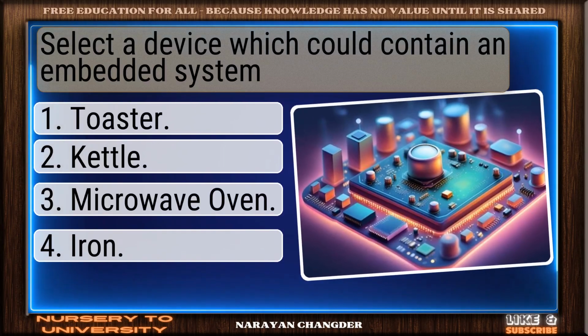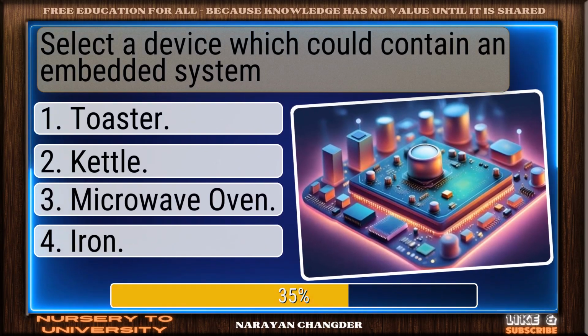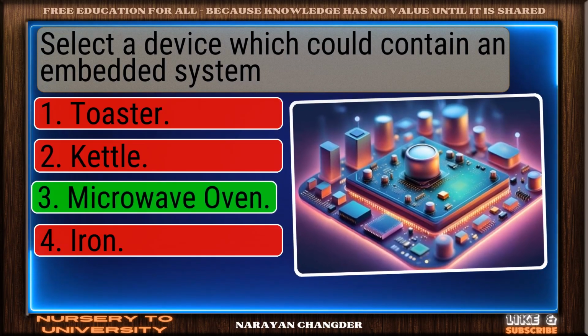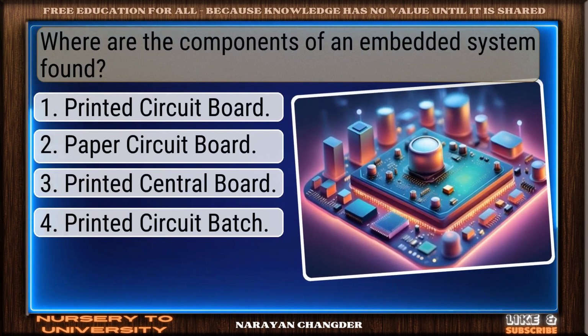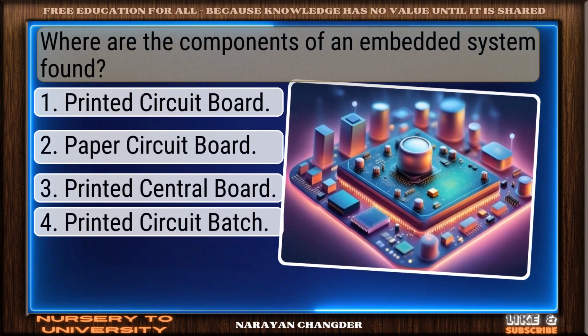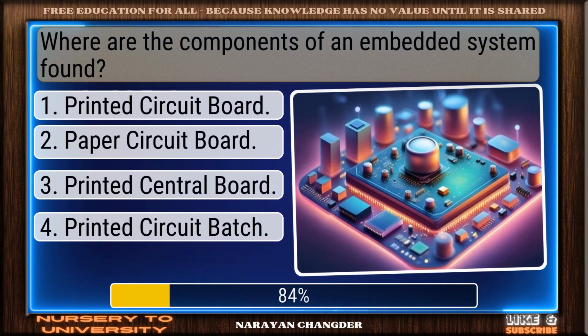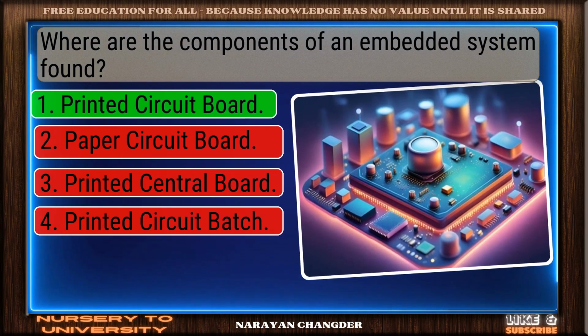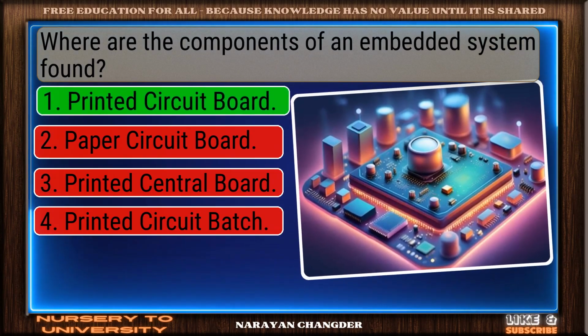Question number 11. Select a device which could contain an embedded system. Valid point. Microwave oven is true. Question number 12. Where are the components of an embedded system found? Exactly. Printed circuit board makes sense, and it is the right choice.